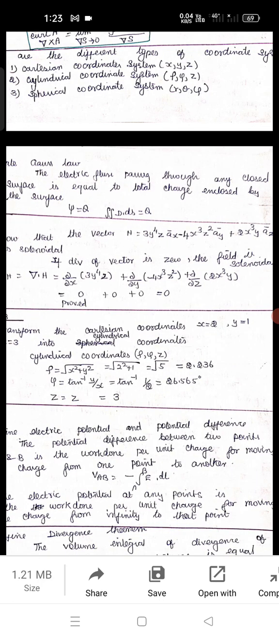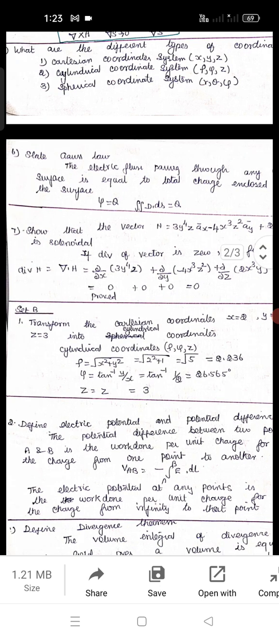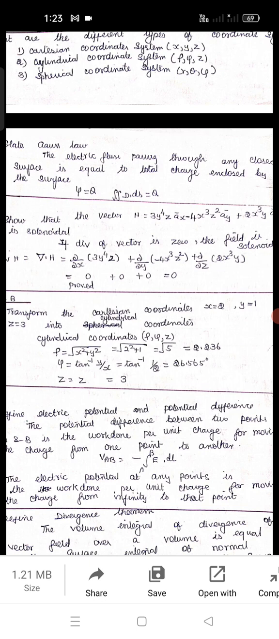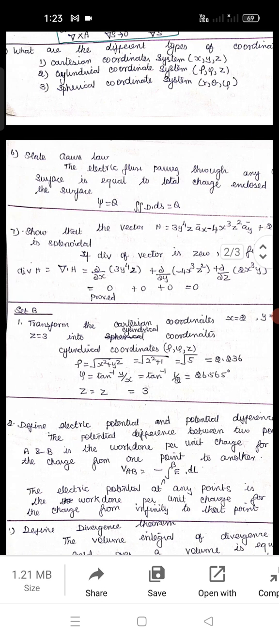So next we have to prove that a given vector is solenoidal. For a solenoidal vector, del dot A should be 0. So take a dot product with the differential operator and that should give the value as 0. For the given sum you have to apply the dot product and it is got as 0. So it is proved, right?